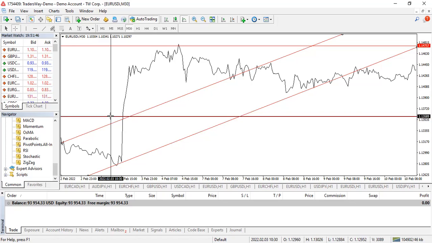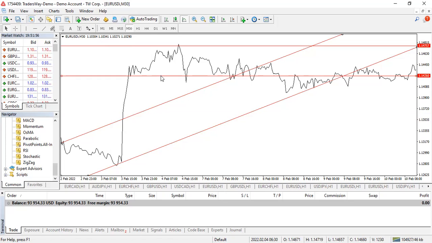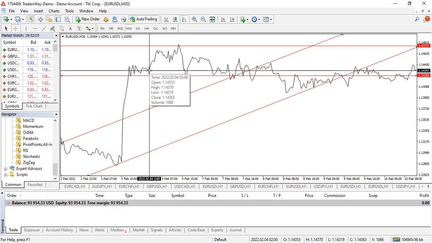Let me calculate how many pips it is. It will give me, I will catch 117 pips. But as a conservative trader, I will wait for the test here and enter my trade somewhere here.